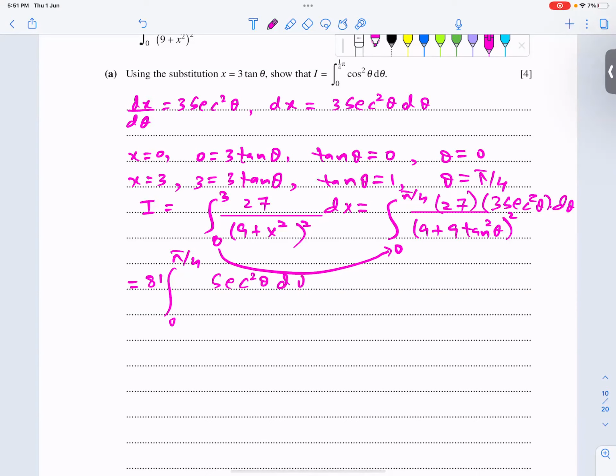Divided by, in the denominator, if you take 9 common from inside the bracket, make sure that you have the square in the whole power. So 9 will come out with the square, and 9 squared will be 81 outside. So inside will be (1 plus tan squared theta) whole squared. So 81 will be cancelled out, from 0 to pi by 4.